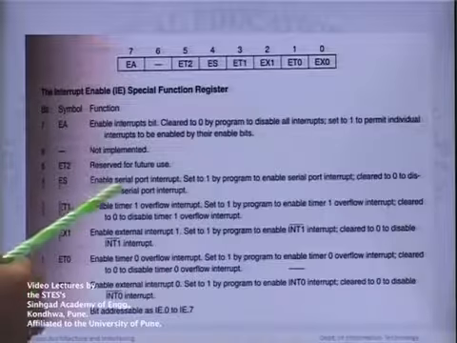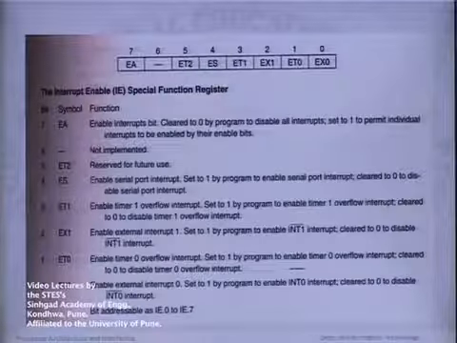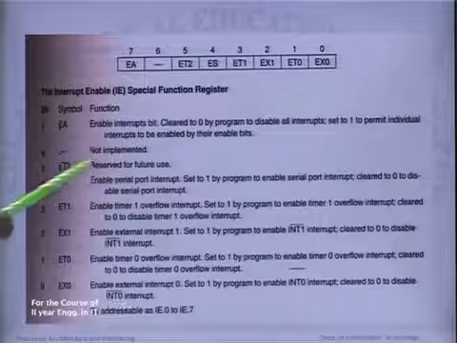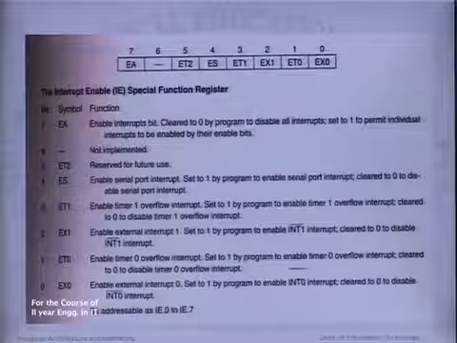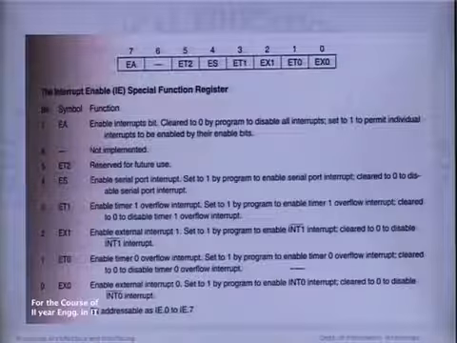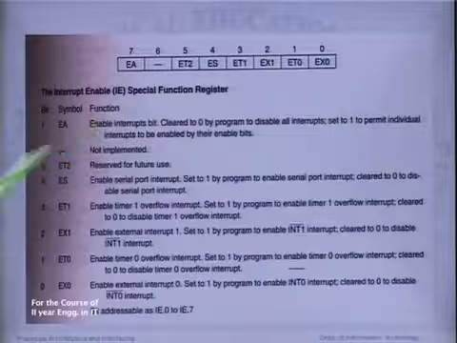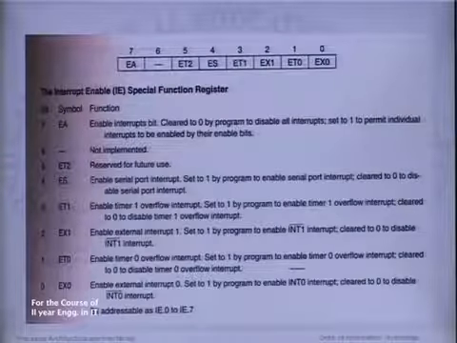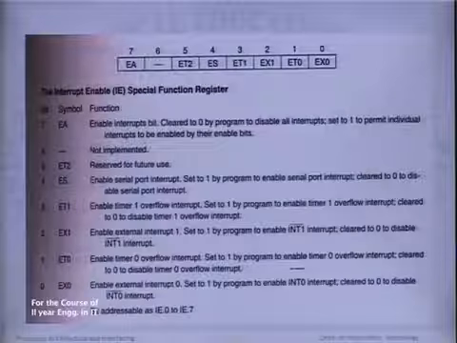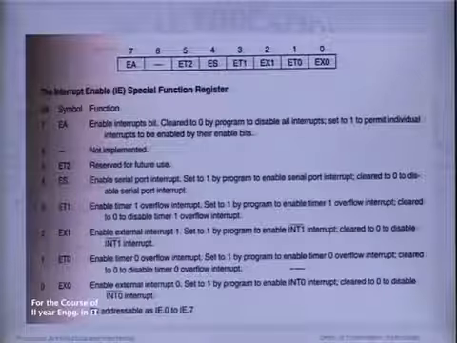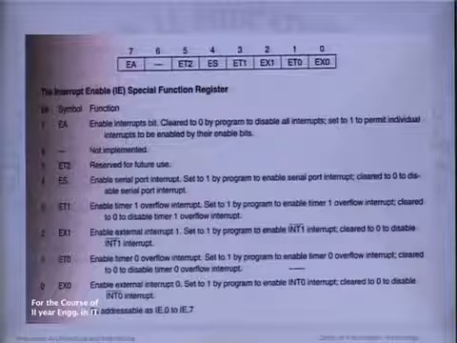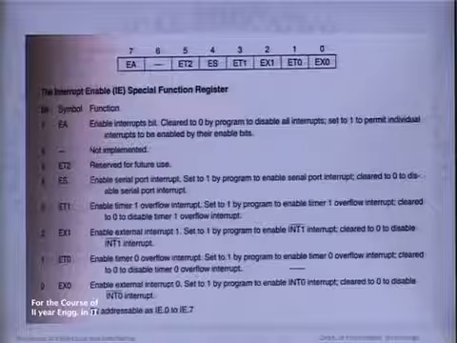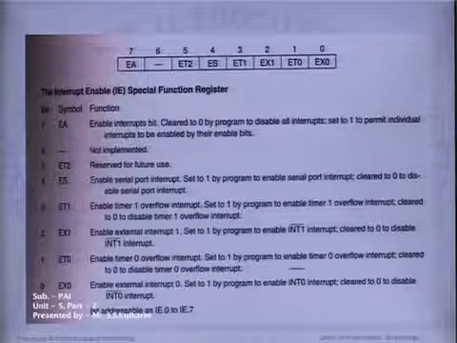Then comes the ES. The serial communication can be enabled or disabled by setting or clearing this bit, that is ES. Bit 5 is reserved for future use. And very important, bit 7 of this IE register, EA, that is the enable interrupt bit. All these interrupts can be enabled or disabled by setting or resetting this particular bit. If it is cleared to 0, then it will disable all the interrupt inputs, internal as well as external, and when it is set to 1, then all the interrupt inputs are enabled.